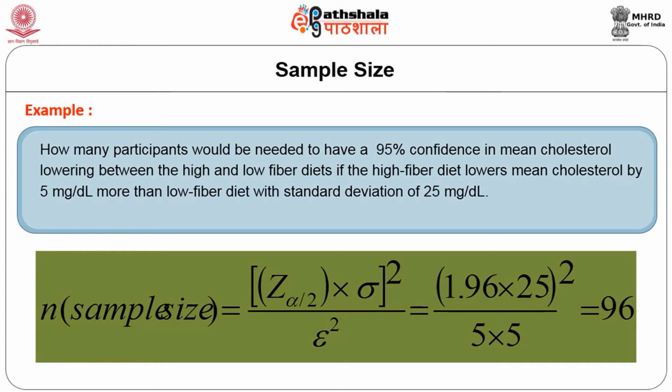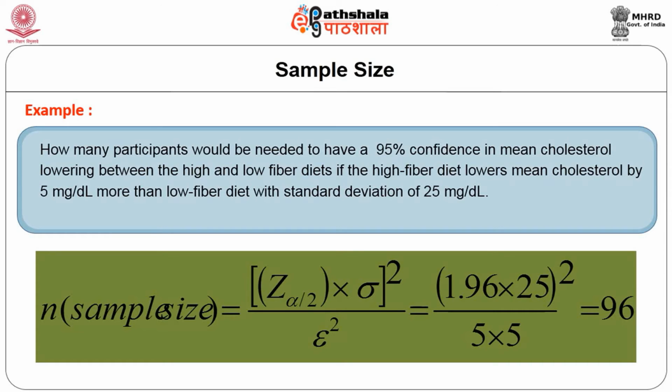95% confidence interval means that even if you repeat the experiment 100 times, 5% of the time it may go wrong, and that is still acceptable. That value is always 1.96, which we substitute in the formula. In the example, the standard deviation is given as 25, so we substitute 25 squared, because that is the sigma squared in the formula. It is not 5, it is 25 standard deviation. The 5 is in the denominator, the amount of change you are expecting at the end of the study.